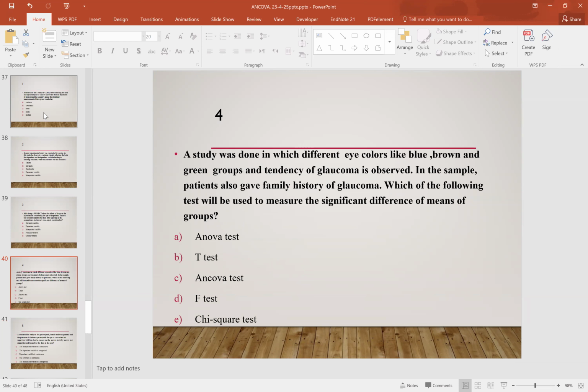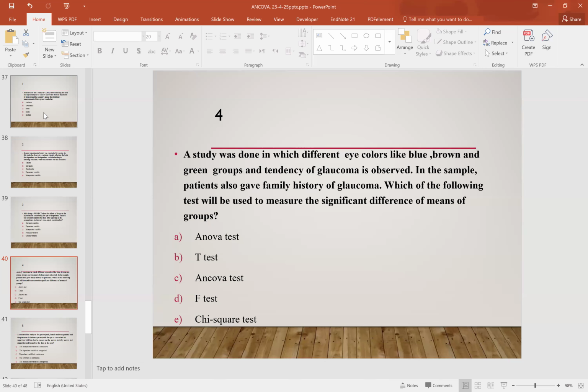A study was done in which different eye color groups like blue, brown, and green, and the tendency of glaucoma is observed. In the sample, patients also gave family history of glaucoma. Which of the following tests will be used to measure the significant difference of means of groups? T test, ANCOVA test, F test, or chi-square test? C. ANCOVA. Yes, ANCOVA.